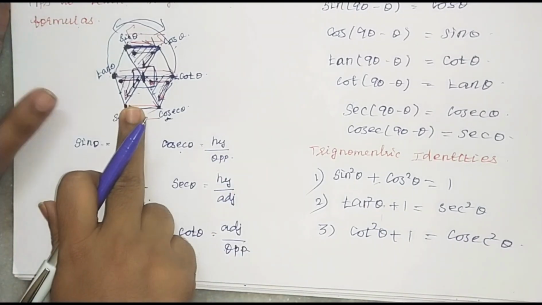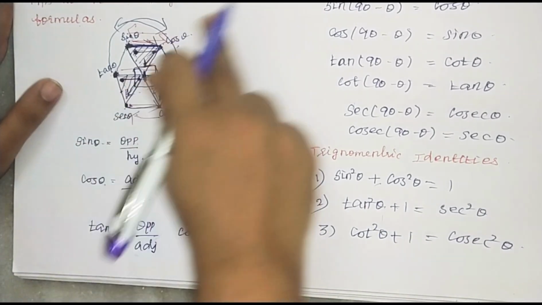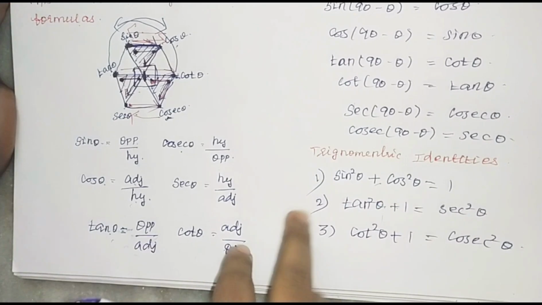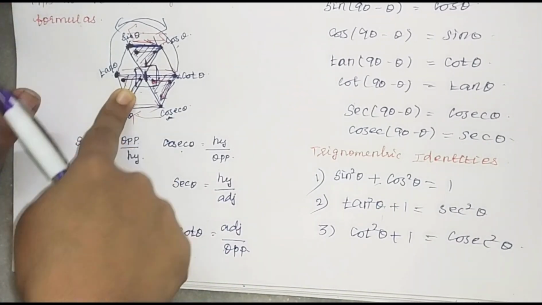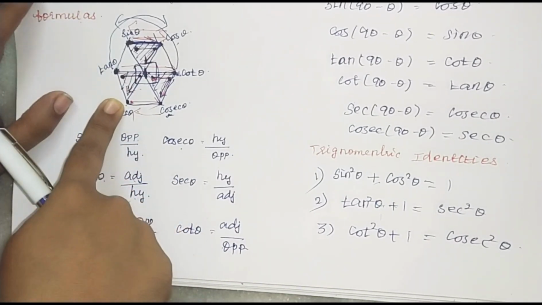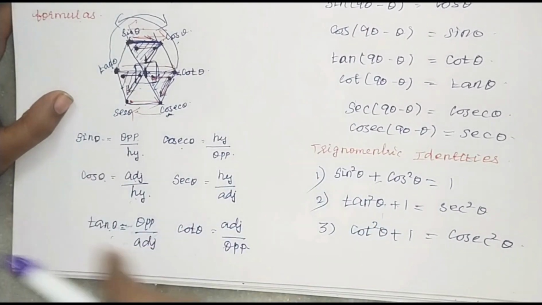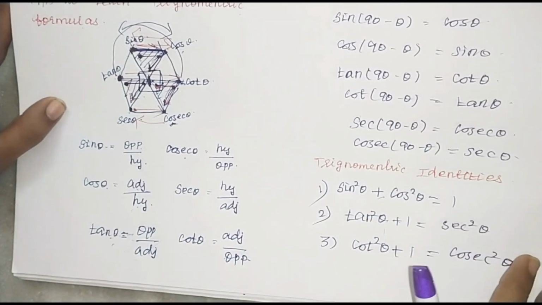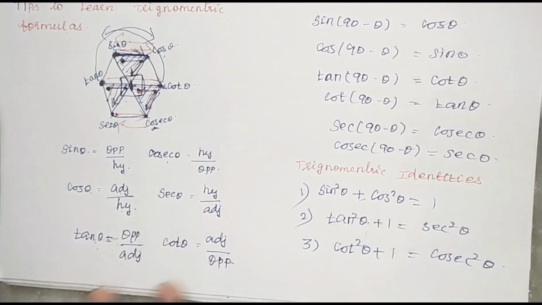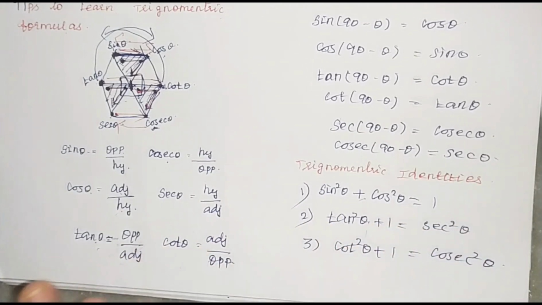So using these tricks we can learn all the formulas. We can memorize with only one diagram. If you understand this diagram, you can remember all the formulas easily. Hope you understood well. You can take a classwork note or any rough note, write and practice well, and you will get it easily.